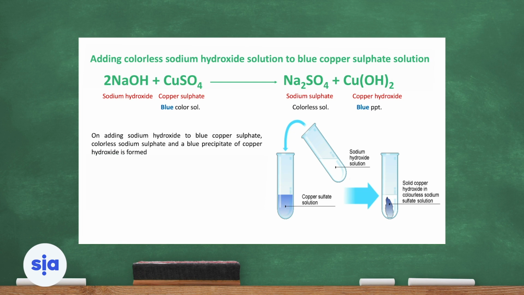On adding sodium hydroxide to blue copper sulfate, colorless sodium sulfate and a blue precipitate of copper hydroxide is formed. This copper hydroxide will form a blue precipitate at the end of the reaction. My question is, how can we measure the rate of this chemical reaction? Simply by colors. So, the rate of disappearance of the blue color is equal to the rate of chemical reaction, or the rate of appearance of this precipitate, either this or that.